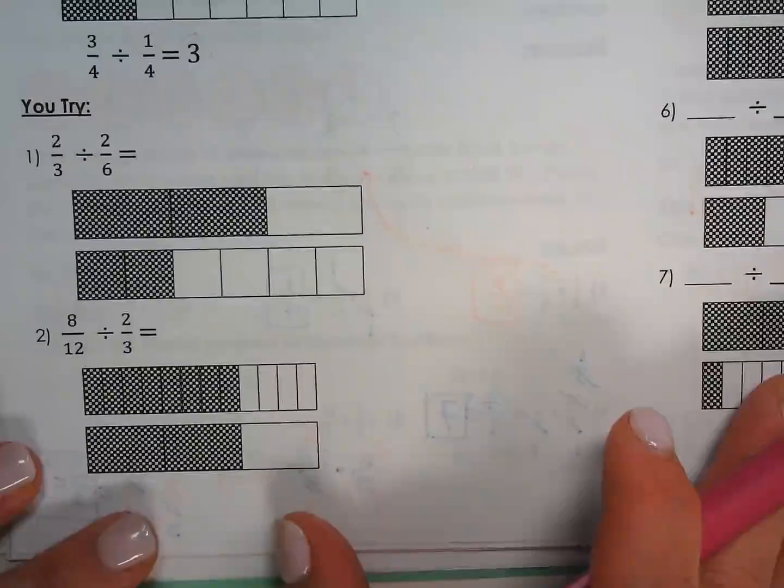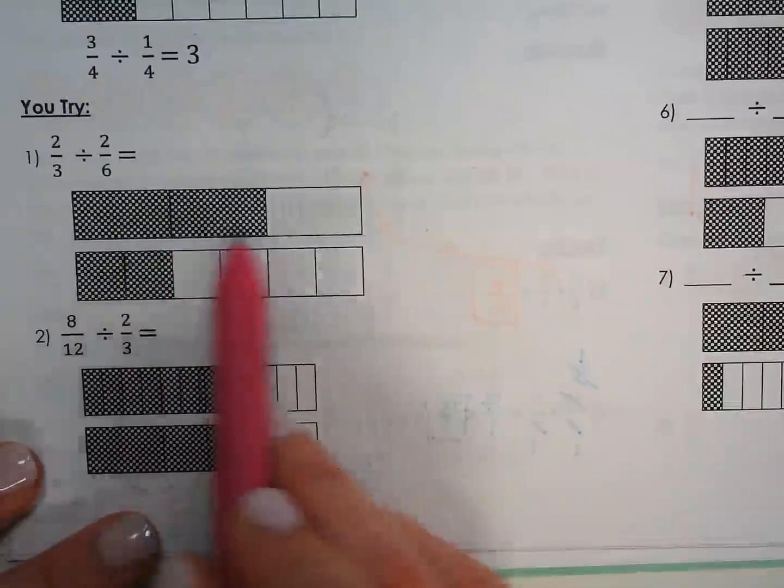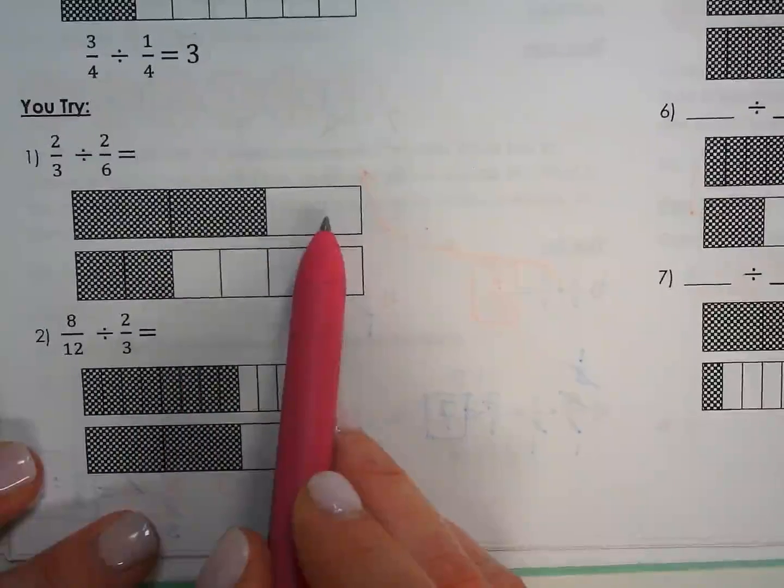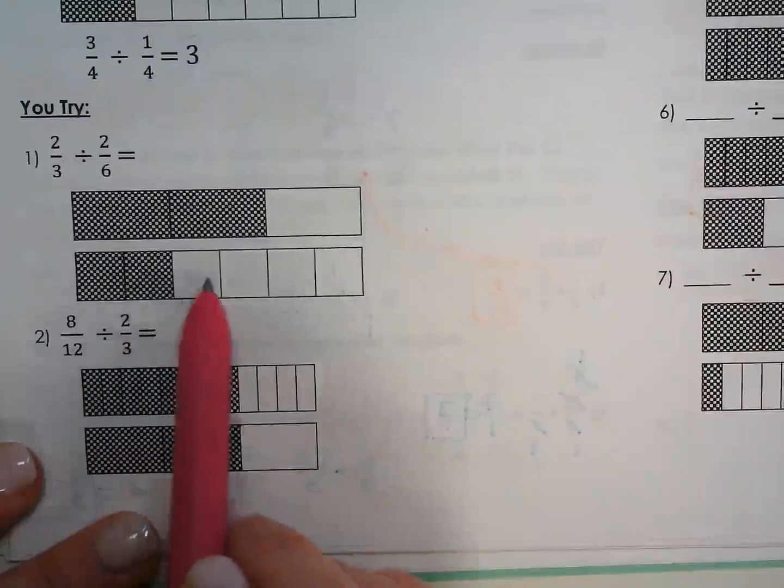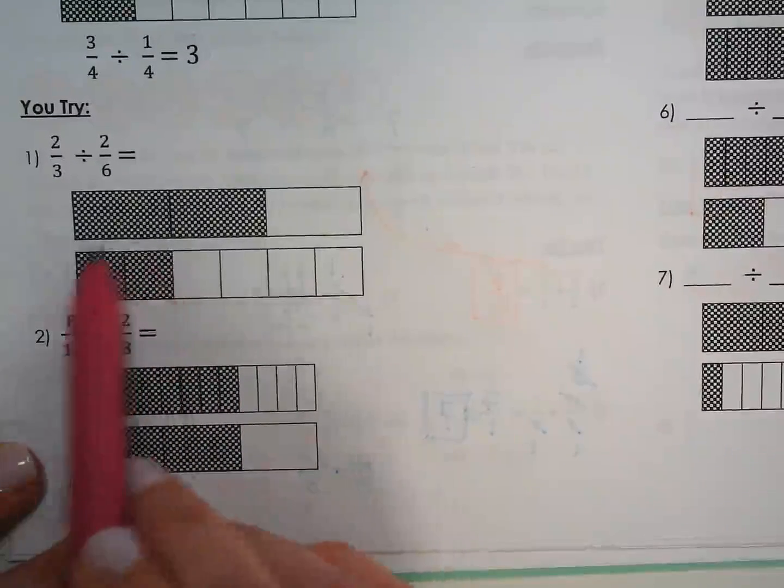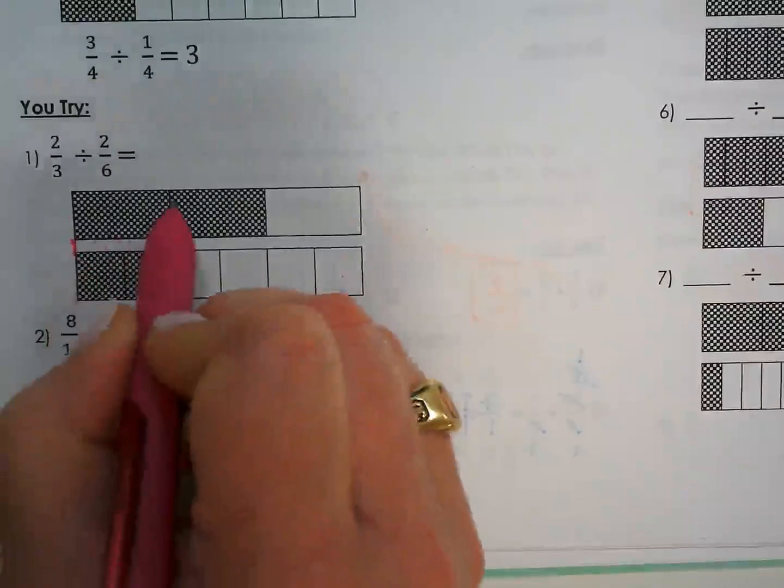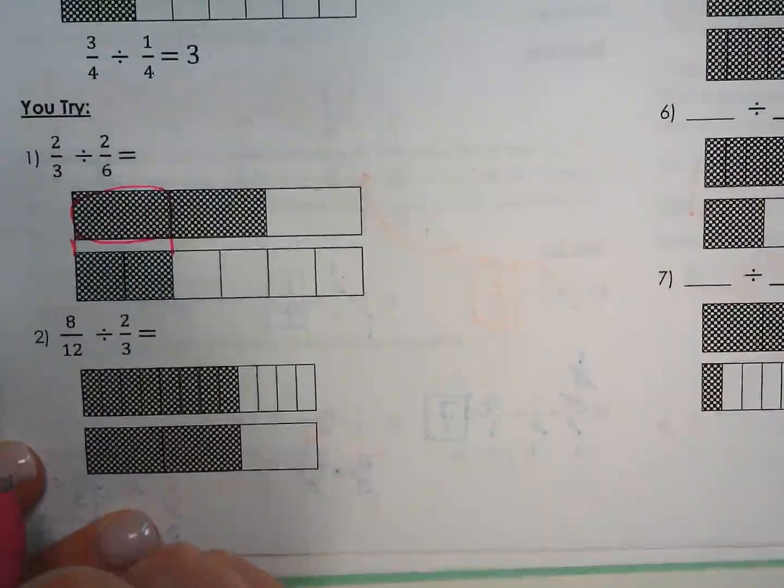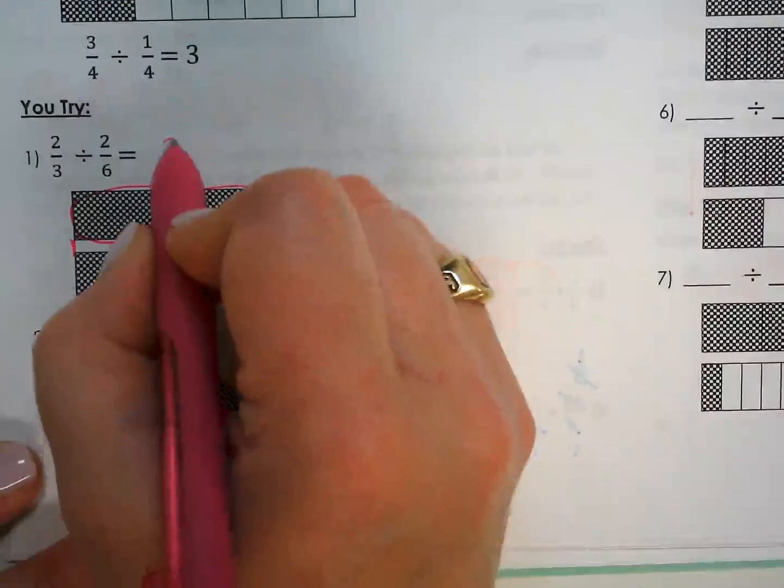We'll do one more sample here and then we'll move on. So here again, I'm starting with 2/3. 2 out of the 3 are shaded. And I want to divide it by 2/6. I want to know how many 2/6 can fit in there. So I had a bar of 6 and I took 2 of those pieces. Well, if you notice, this right here is 2/6. And here's a second group. So the answer here is 2.